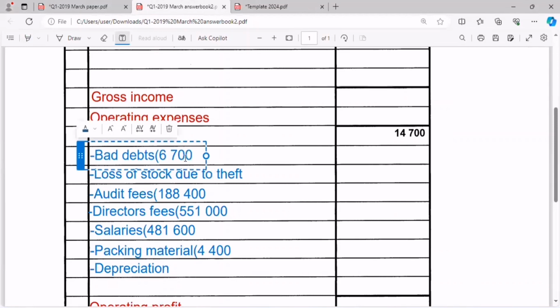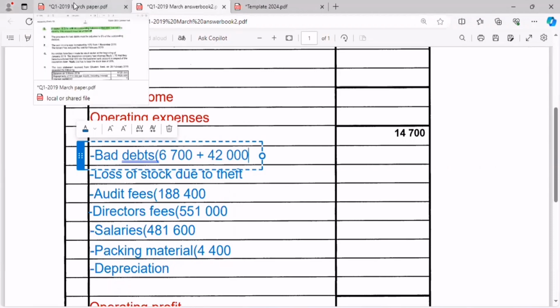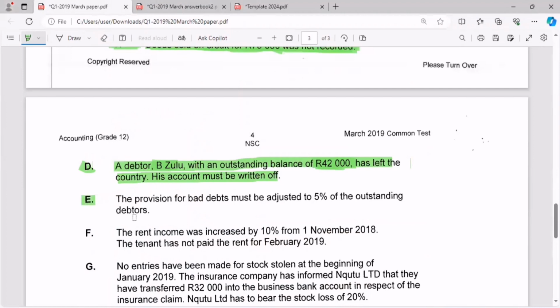So initially we had a balance of 6.7, and now we are capitalizing the balance of 42,000, which is the balance that B Zulu never paid us. So we are done. We are now on additional information E. The provision for bad debts must be adjusted to 5% of the outstanding debtors. So guys, we're gonna calculate the outstanding debtors balance, and on that balance, we're gonna apply the 5%. So now the question is, how do we get the outstanding debtors balance?